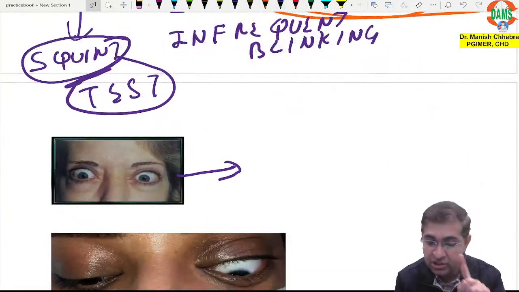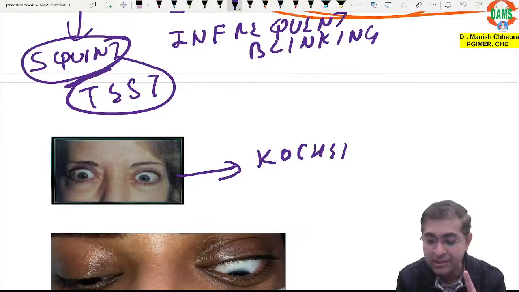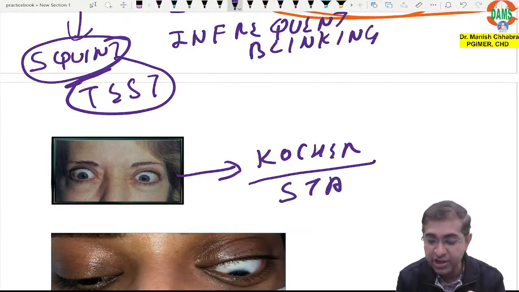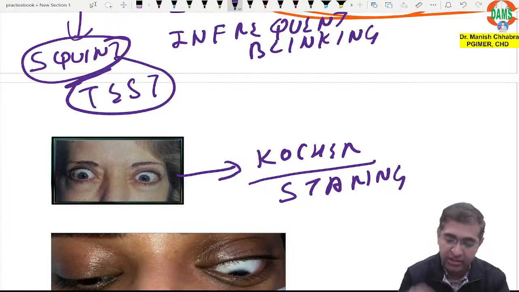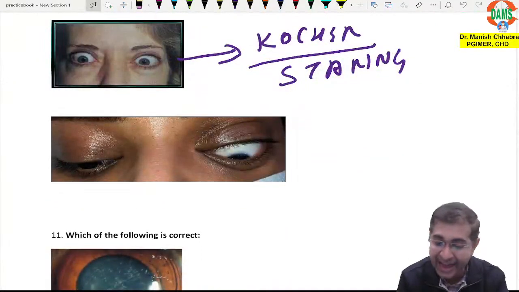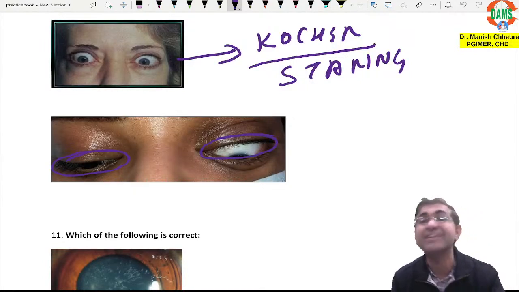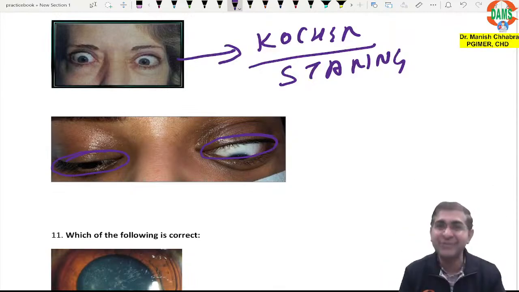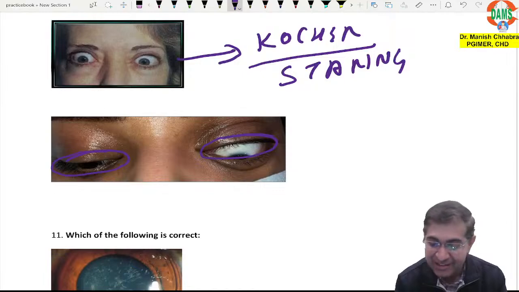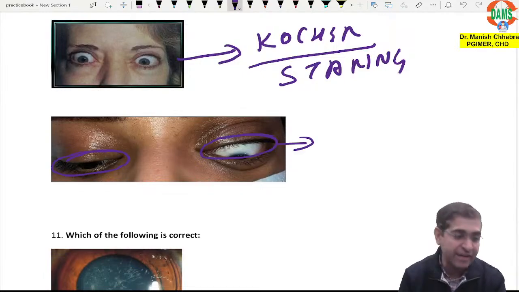So what is this? This is another sign, your Cocker sign. It is your staring appearance, which is again seen in thyroid eye disease. This is your lid lag in down gaze. Can you appreciate that on looking down, this lid has gone down while this lid has not gone down? So this is your Von Graefe sign.